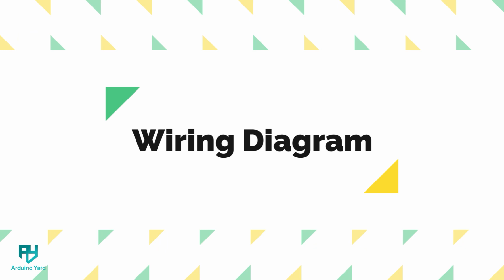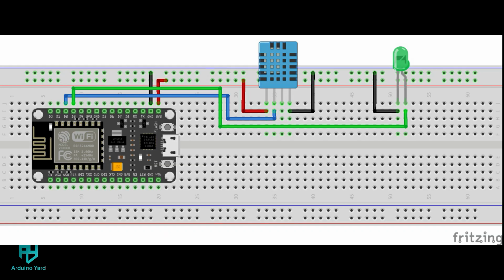Now, let's wire our components. Wire the components according to the wiring diagram. Connect VCC pin of DHT11 sensor to NodeMCU 3.3 volt. Ground to NodeMCU ground. And data pin to D2 on NodeMCU. Connect the LED anode to pin D3 on NodeMCU. And the other side to ground.